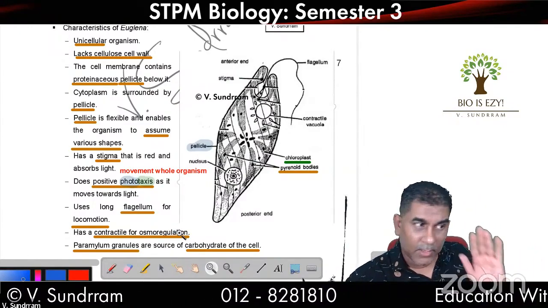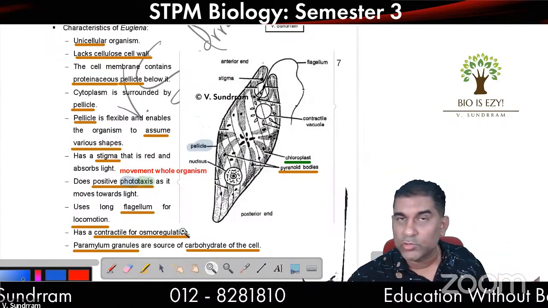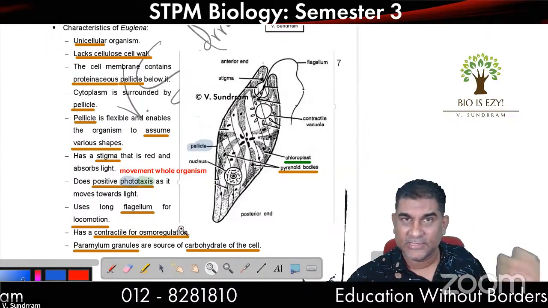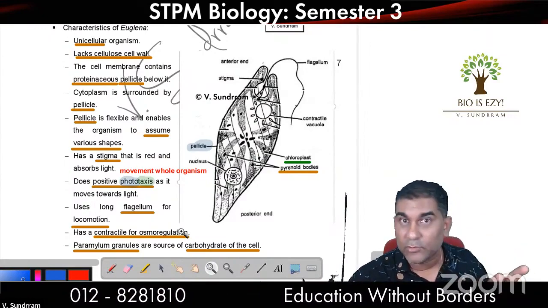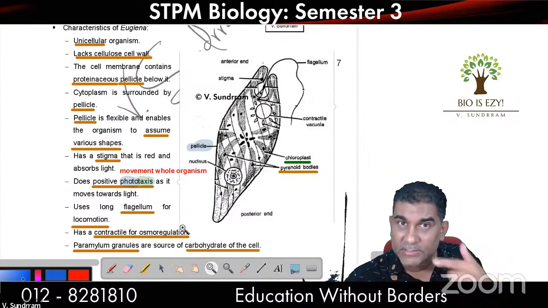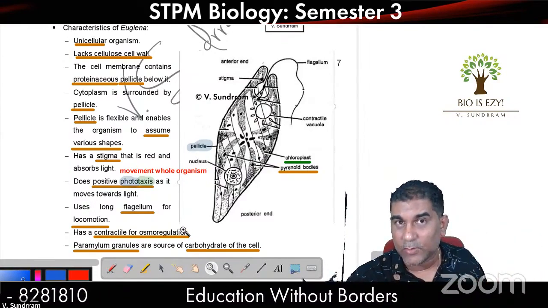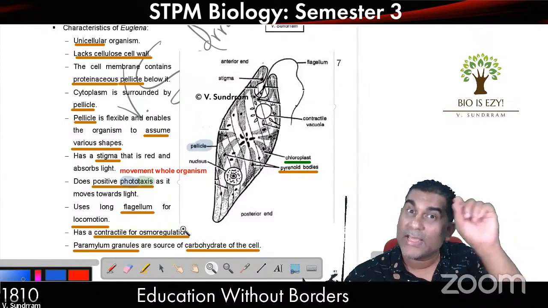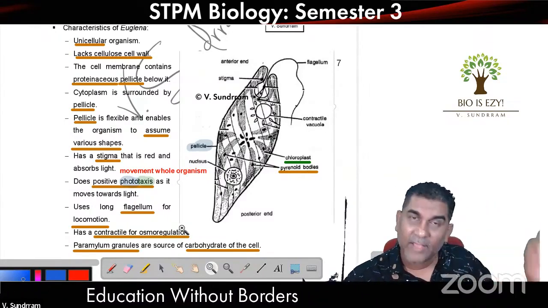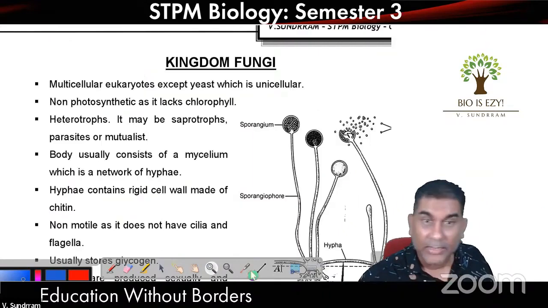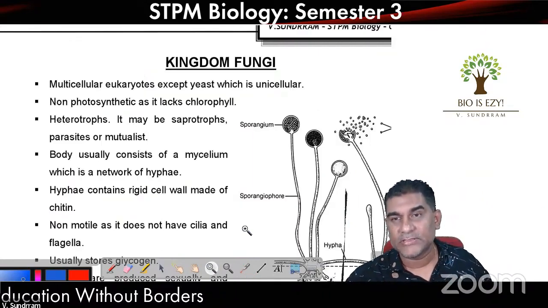Protoctista done. No tissue organization. That's the main characteristic. No tissue organization, but have nucleus. So I forgot to mention, have or don't have nucleus is another important characteristic. Eukaryote organisms have nucleus. Now, fungi onwards.